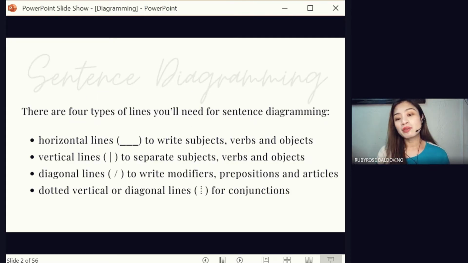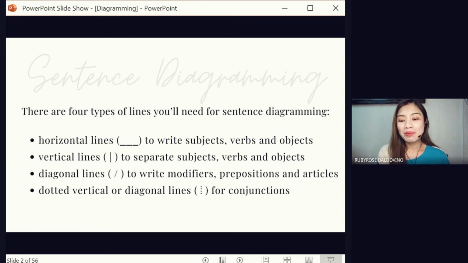Now, there are 4 types of lines you'll need for sentence diagramming. You'll need horizontal lines to write subjects, verbs, and objects, vertical lines to separate subjects, verbs, and objects, diagonal lines to write modifiers, prepositions, and articles, and dotted vertical or diagonal lines for conjunctions.